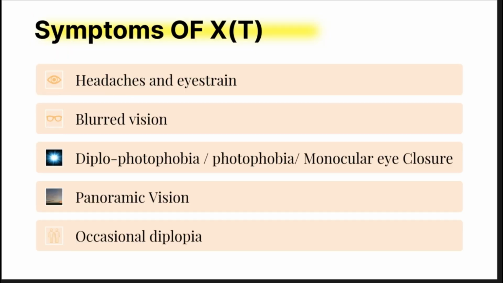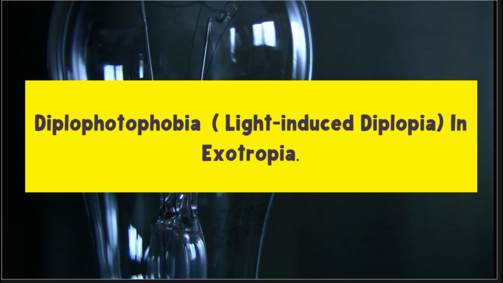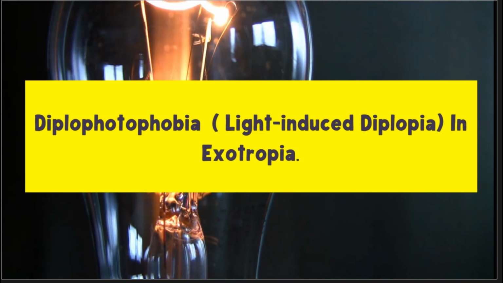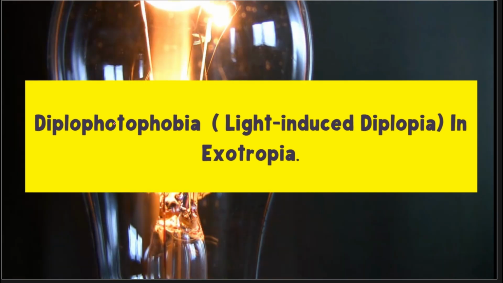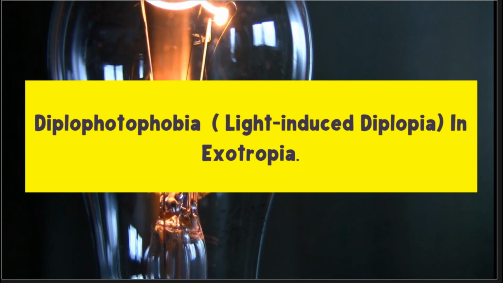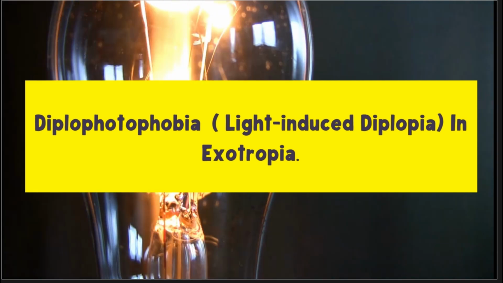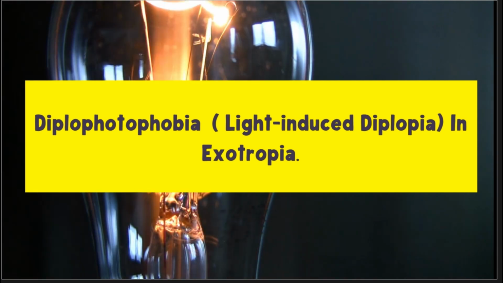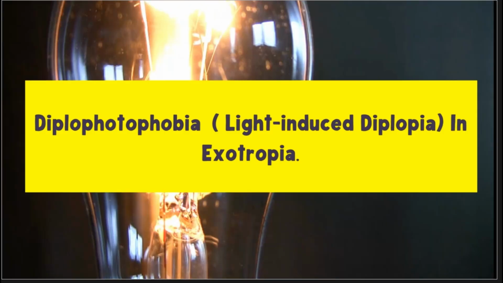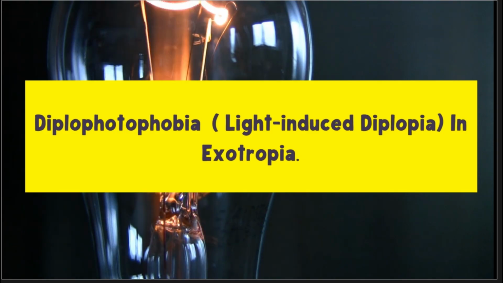All right, so we discussed the headaches and eye strain, we discussed blurred vision, and now also micropsia. Now let's talk about diplophotophobia or monocular eye closure. Often in intermittent exotropia, what is commonly seen is that the patients will close one eye in response to bright light, right? This phenomenon is known as monocular eye closure or diplophotophobia. The term is self explanatory, that the bright light is inducing diplopia.